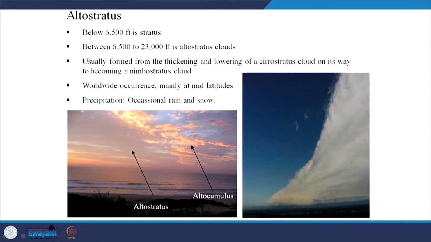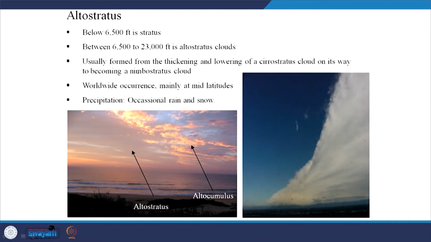So we have seen what a stratus cloud is. A stratus cloud is like a layer which is generally found below 6,500 feet. If this cloud rises further up by any mechanism, this will result in the formation of altostratus clouds.